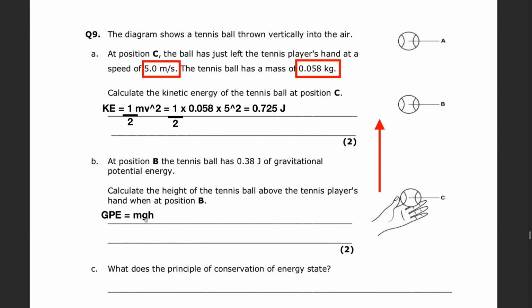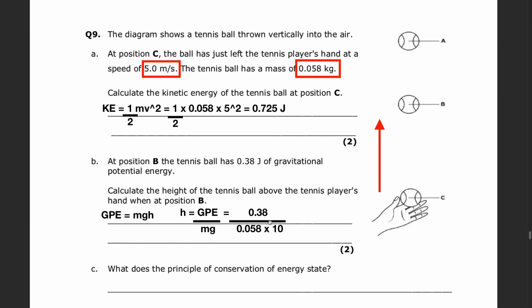GPE equals mgh. Gravitational potential energy equals mass times gravity times height. And we have to make h the subject of the formula, which means we have to take mass and gravity over to the other side, turning them into a division. So that will become h equals GPE divided by mg, which means gravitational potential energy divided by mass multiplied by gravity.